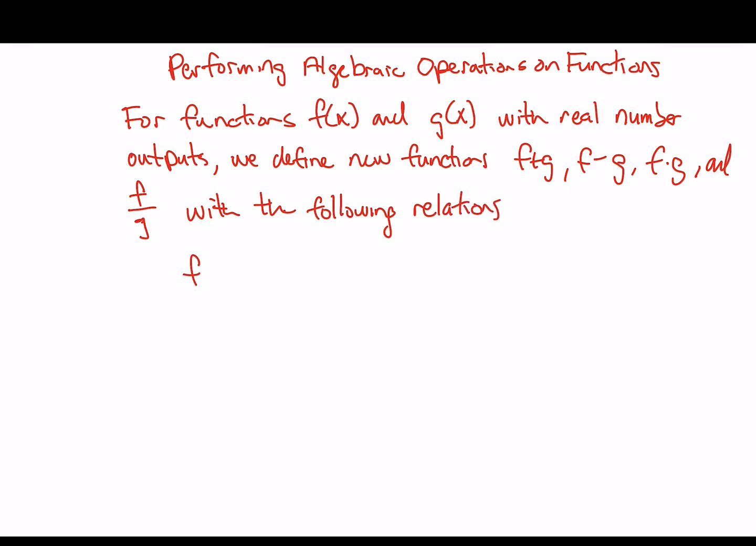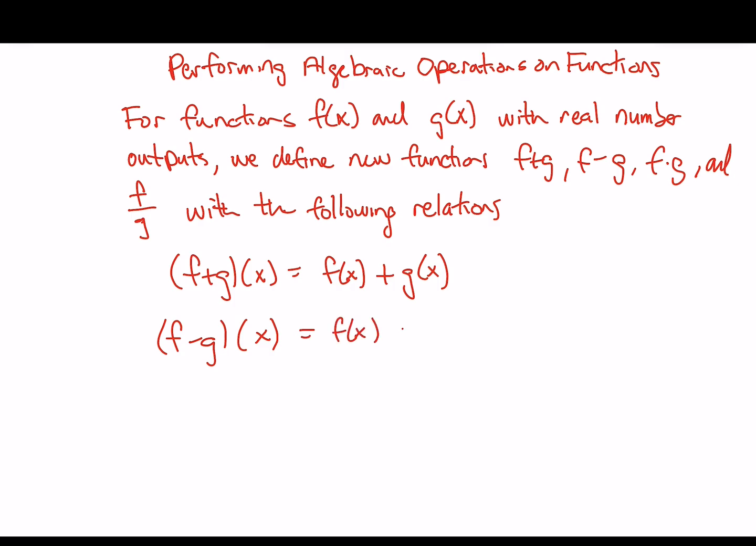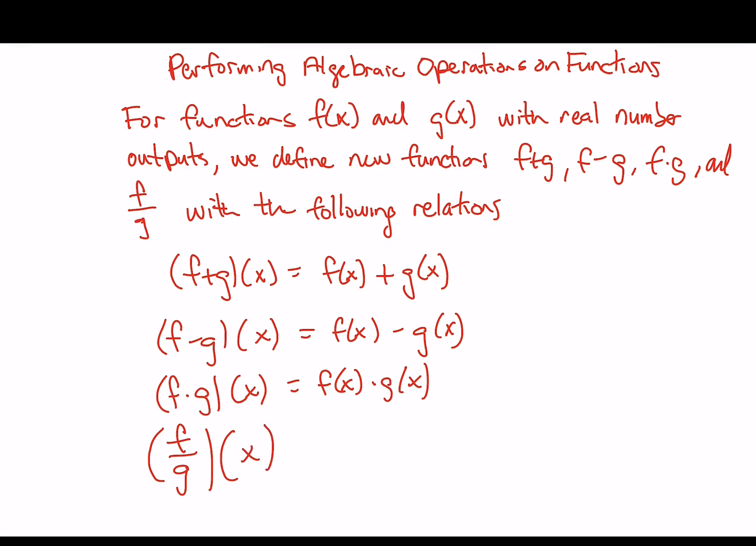F plus g of x is equal to f of x plus g of x. F minus g of x is equal to f of x minus g of x. F times g of x is equal to f of x times g of x, and f divided by g of x is equal to f of x divided by g of x, so long as g of x is not equal to 0.